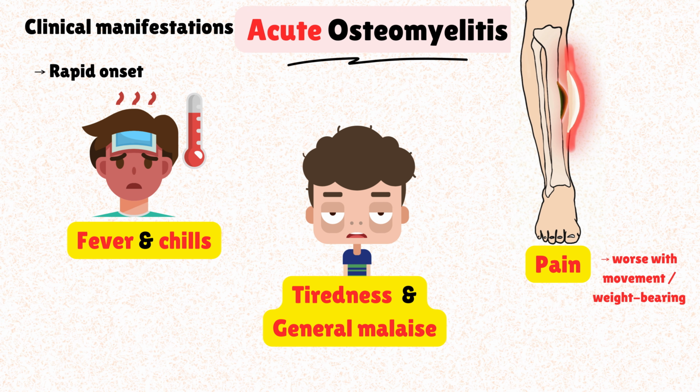The soft tissues right over the infected bone might look red, feel swollen, and be very tender to the touch. In more severe cases, you might even be able to feel a localized abscess.